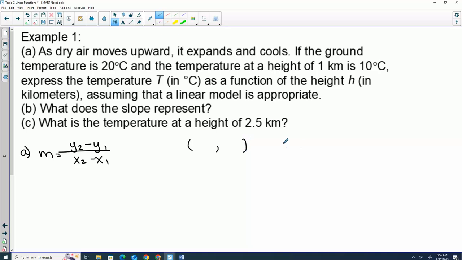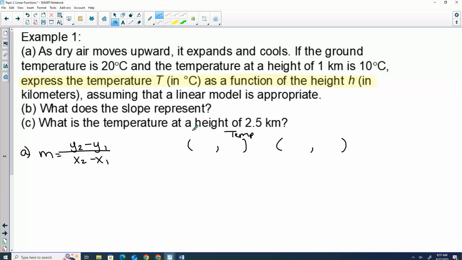Here is the place where people most often make their mistake in these problems. It's in writing your ordered pairs. Because technically, x and y could be flipped, right? But I am telling you what I want them to be because I'm telling you to express temperature as a function of height. So the temperature is my function. So my temperature is a function of the height. So the temperature is our y.